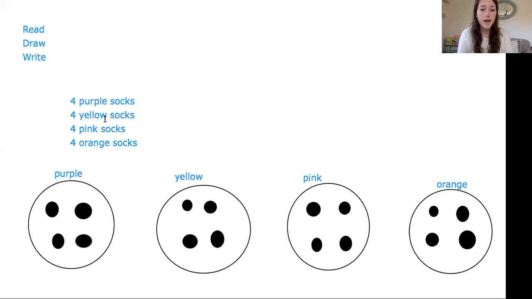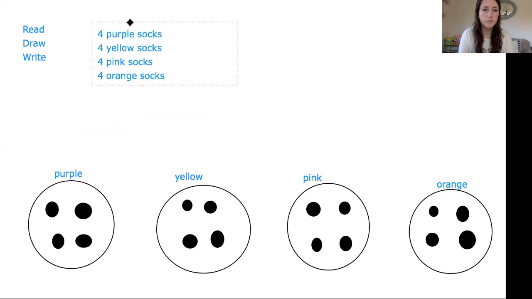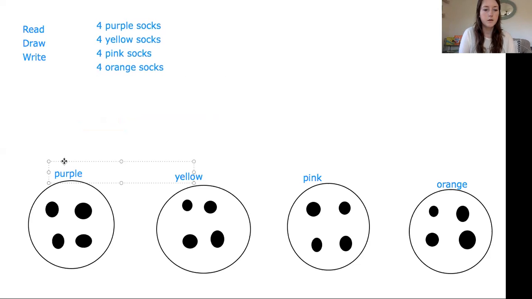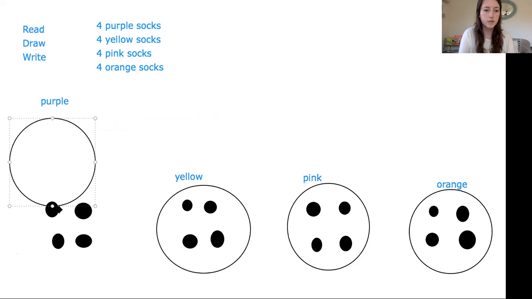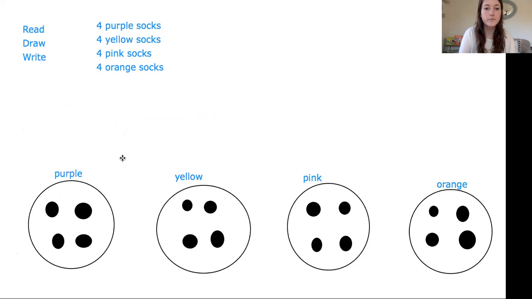So if I'm looking at, see if I can move this. Here we go. I'll move this over here. So if I look at my pictures of what I drew, can I move this? Oh, yeah. Maybe I won't move it. Okay. So what I'm going to do is write an addition sentence to match what I drew.